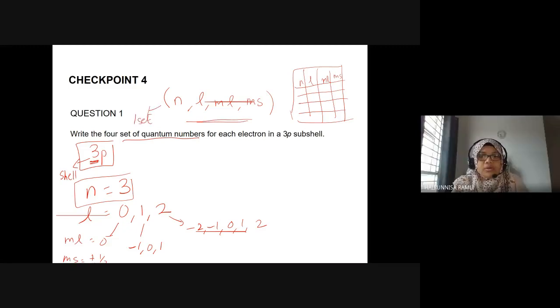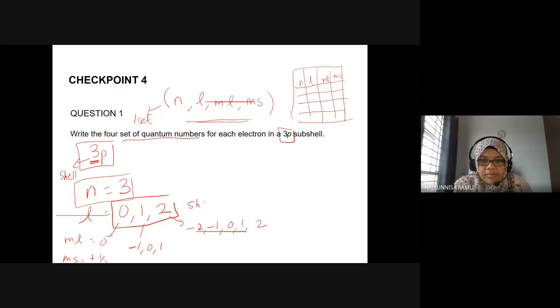Okay. So n equals to 3. Tadi kan you keluarkan we have 0, 1, 2. But you have to answer according to the question. The question asks 3p. You kena ingat balik, this l yang determine the shape, right? Okay? So, 0 is s.